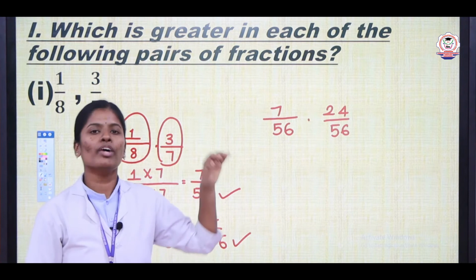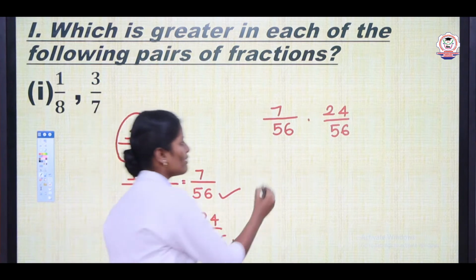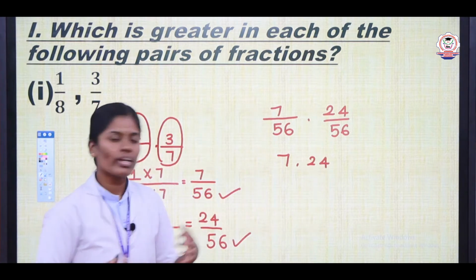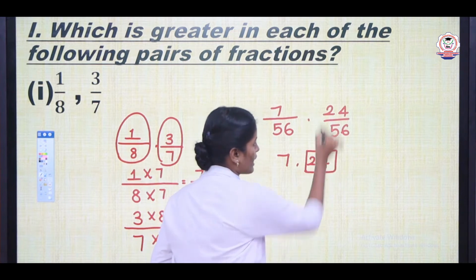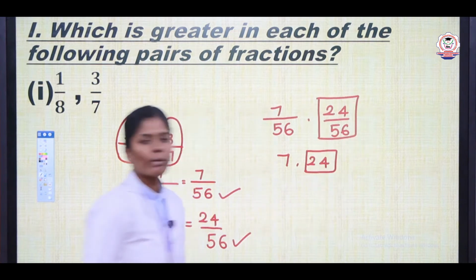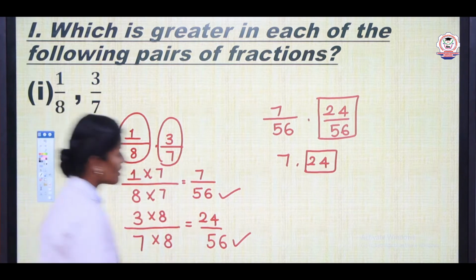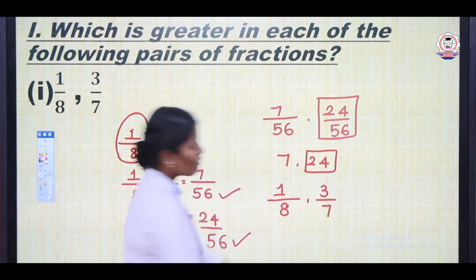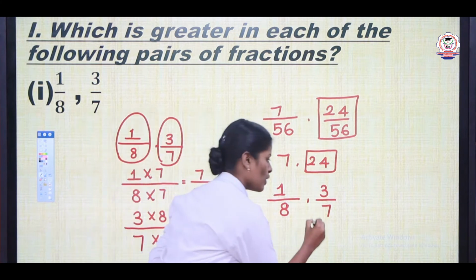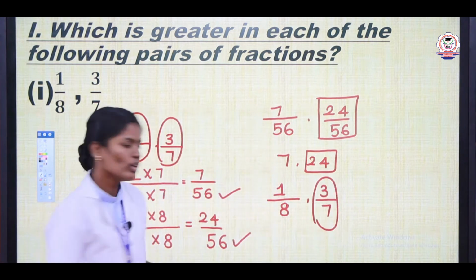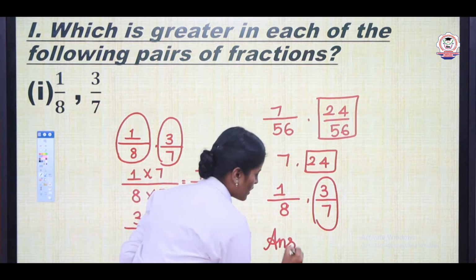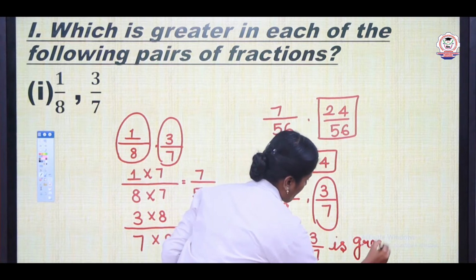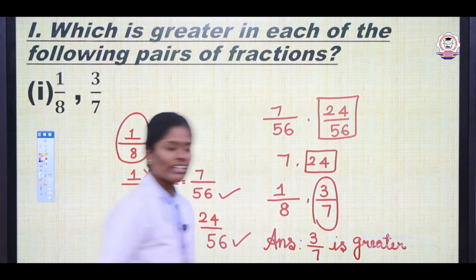Same denominator. Now we are going to check the numerator values. The numerator values are 7 and 24. Which one is the greater value? 24 is the greater value. So our greater number is 24 by 56. Here we have the question 1 by 8, 3 by 7. So 24 by 56 is the greater number, so in our question 3 by 7 is the greater value. Finally we should write the answer: 3 by 7 is greater.